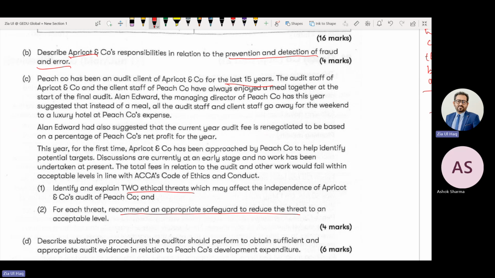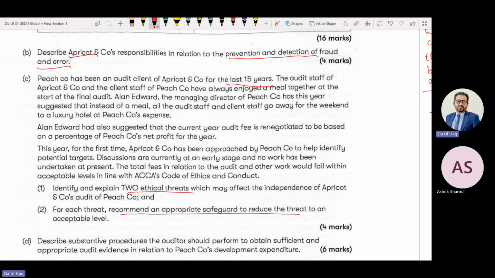But how many threats did he ask? Why did he ask 2? He should ask 5 so that we can get good marks. Okay. But he's not generous. This year, for the first time, Apricot and company has been approached by Peach company to help identify potential targets. Targets mean they want to acquire other businesses, and they are asking Apricot company, meaning the auditor.